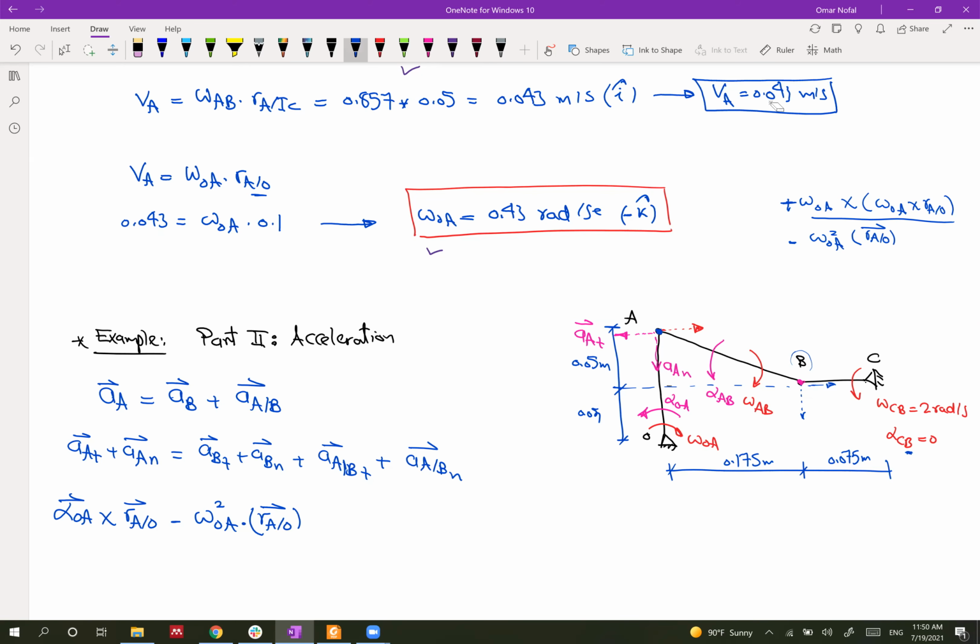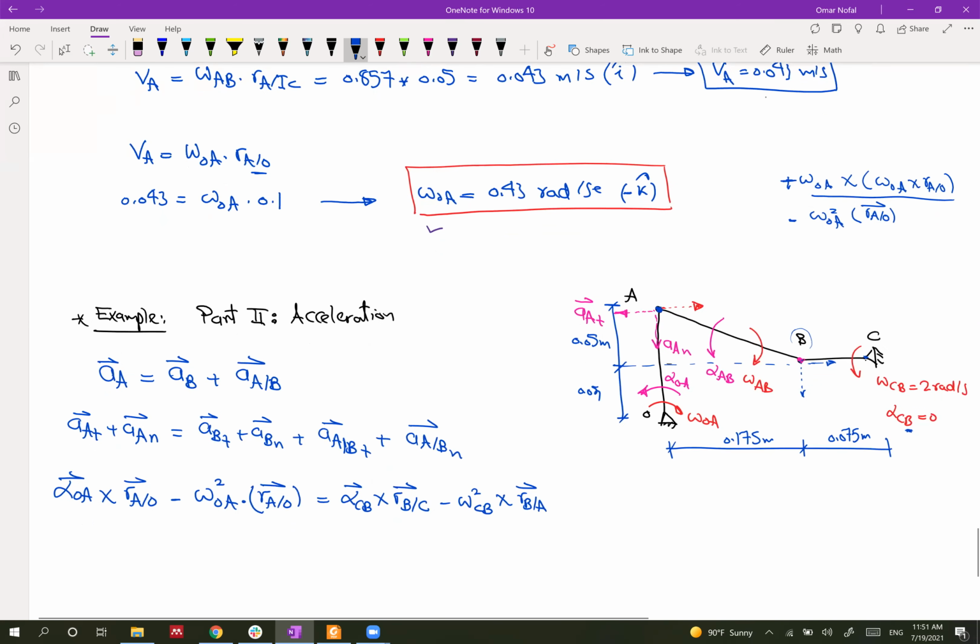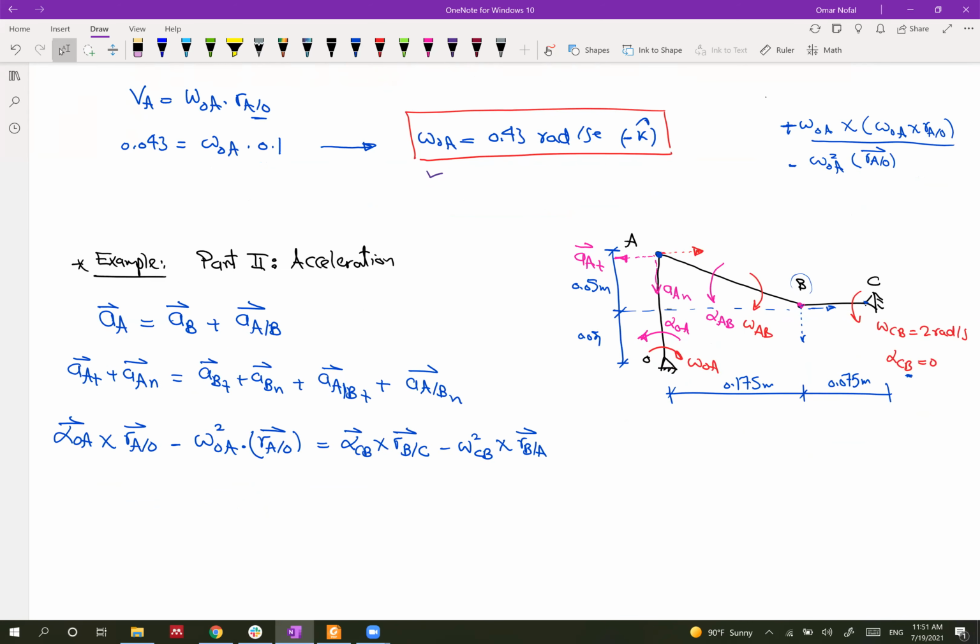it will be something like this, alpha CB vector. I will get the acceleration of B from C because C is not moving, and this will be multiplied by RB with respect to C minus omega CB squared crossed by RB with respect to C. So I got the tangent and normal components of P. So let's move to A with respect to B tangent.